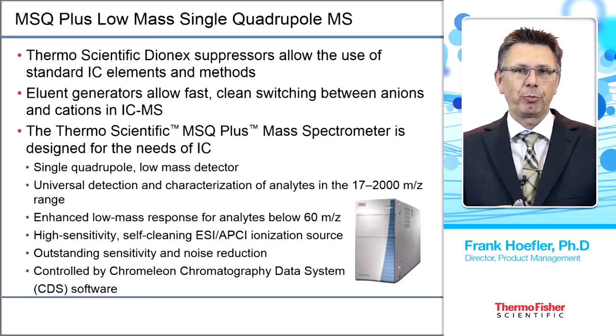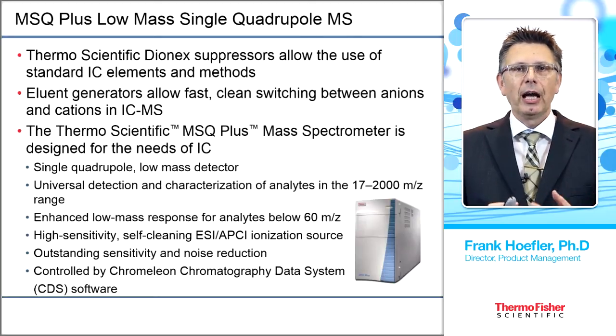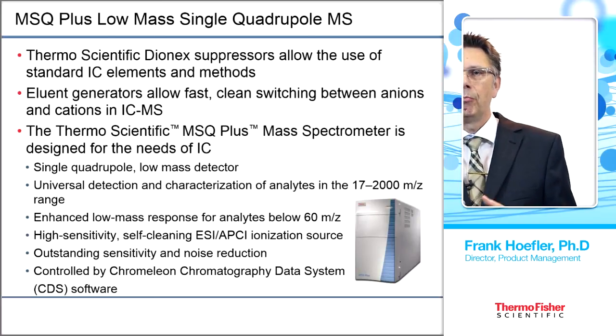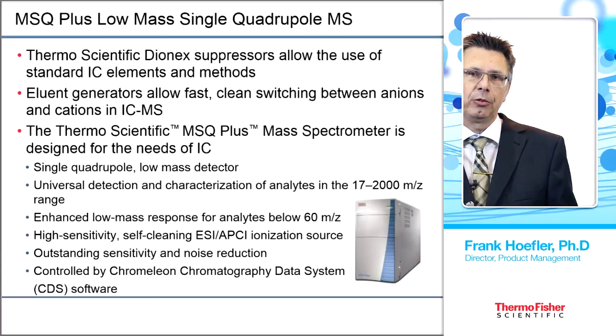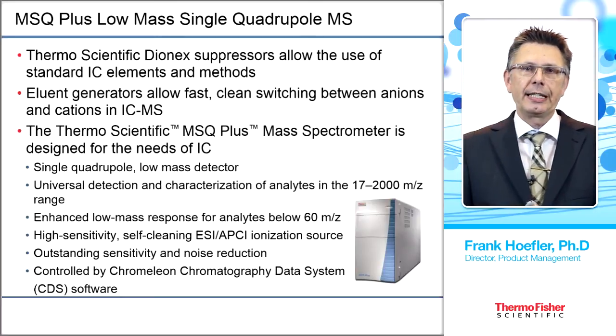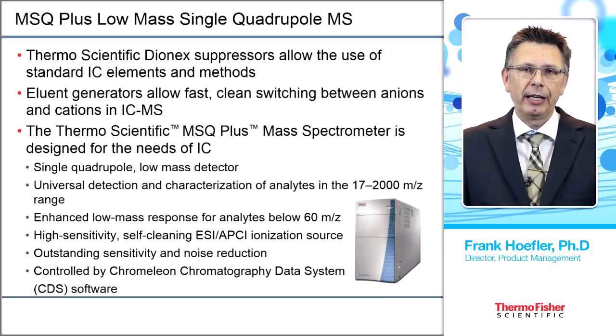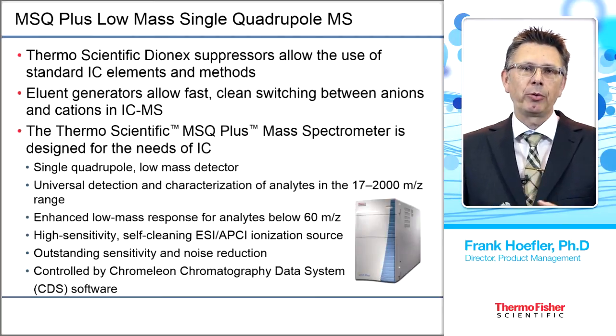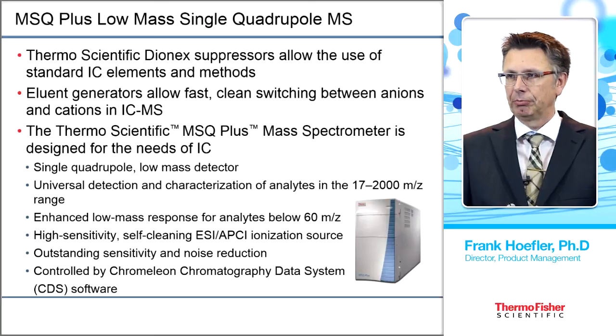I mentioned the suppressor, which acts as a desalter and really makes the technique possible. In addition to this, we are most commonly using anion generation. Anion generation is a technique which allows us to perform gradients with an isocratic pump and also purify the anions using a trap column inline, which then results in lower background within the mass spec after suppression.